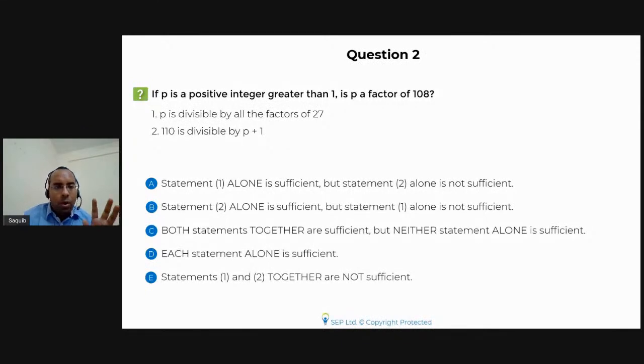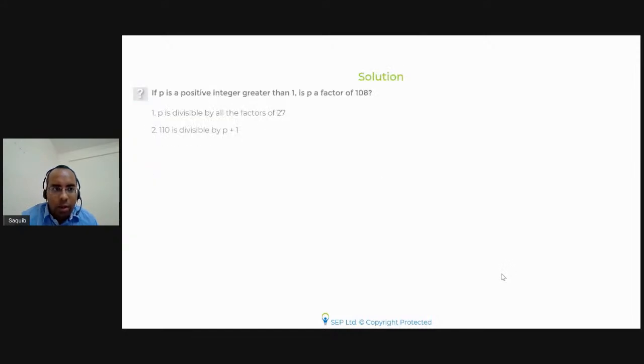Once again, the question was created keeping in mind the A trap, guys. I created this question knowing that a lot of you, if by chance you did not read statement one properly, might end up thinking that statement one is sufficient. And let me just show you why it is not.